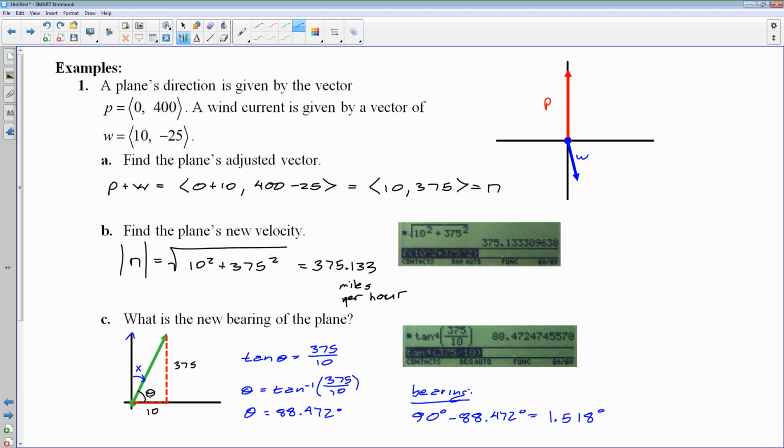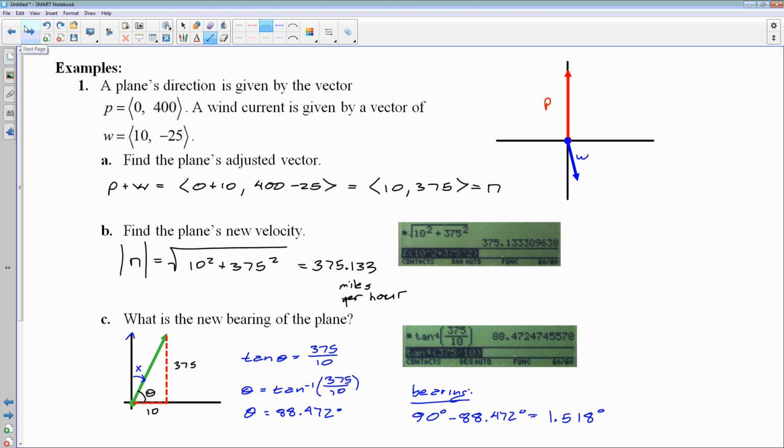And this is not drawn to scale. Notice if I went over 10 and up 375, my vector that I actually drew right here would actually look more like this. It'd be way, way, way up here. And an angle of 1 degrees might be about reasonable. So there we go. Let's look at the next problem.